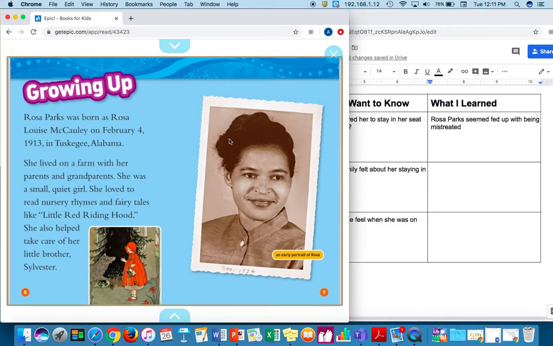Growing up, Rosa Parks was born Rosa Louise McCauley on February 4th, 1913 in Tuskegee, Alabama. She lived on a farm with her parents and grandparents. She was a small, quiet girl. She loved to read nursery rhymes and fairy tales like Little Red Riding Hood. She also helped take care of her little brother, Sylvester.